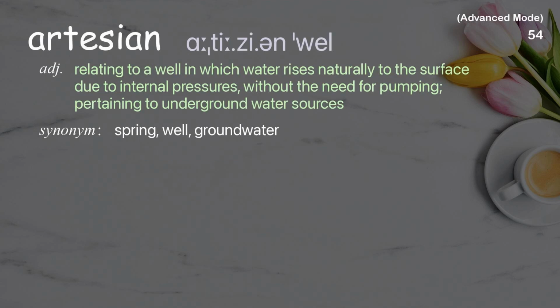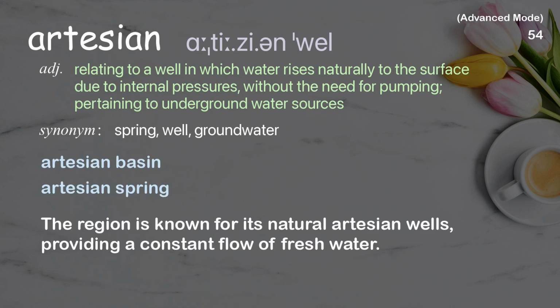Artesian. Relating to a well in which water rises naturally to the surface due to internal pressures, without the need for pumping, pertaining to underground water sources. Examples: artesian basin, artesian spring. The region is known for its natural artesian wells, providing a constant flow of fresh water.